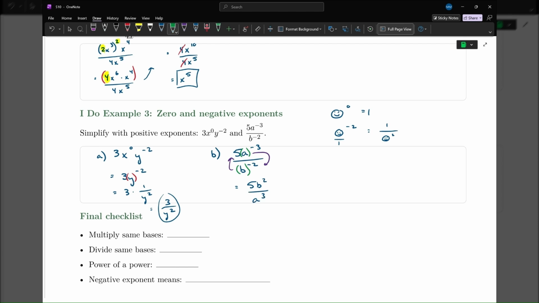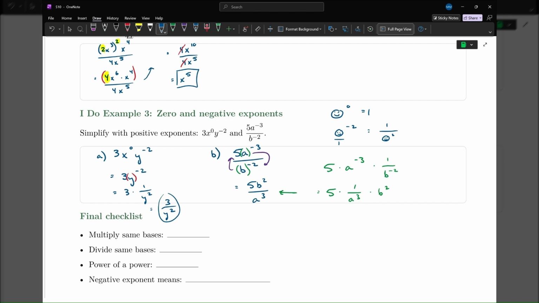If you wanted to see that a little bit more expanded out, it's going to be 5 times a to the negative 3 times 1 over b to the negative 2. So what that would be is 5 times 1 over a cubed, b flips, times b squared. And then you're going to see that's going to condense back to that. So whichever way you want to do it works. It's all good. And then, like I said, a really quick video.